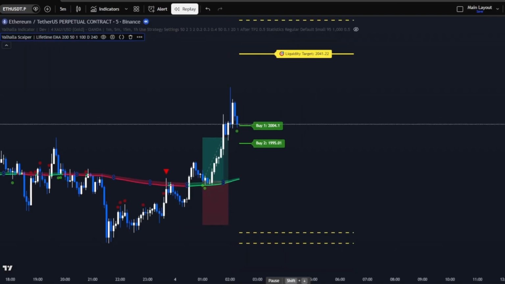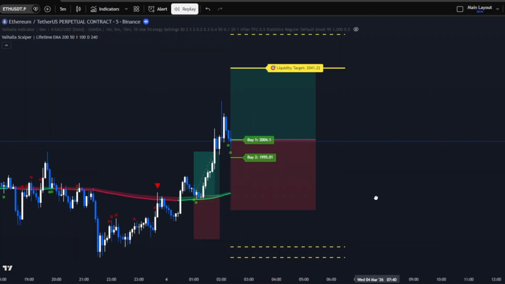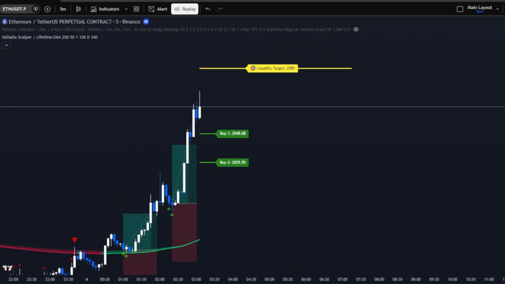Here we will show you more examples of trade setups so you can get even more familiar with how setups look like.